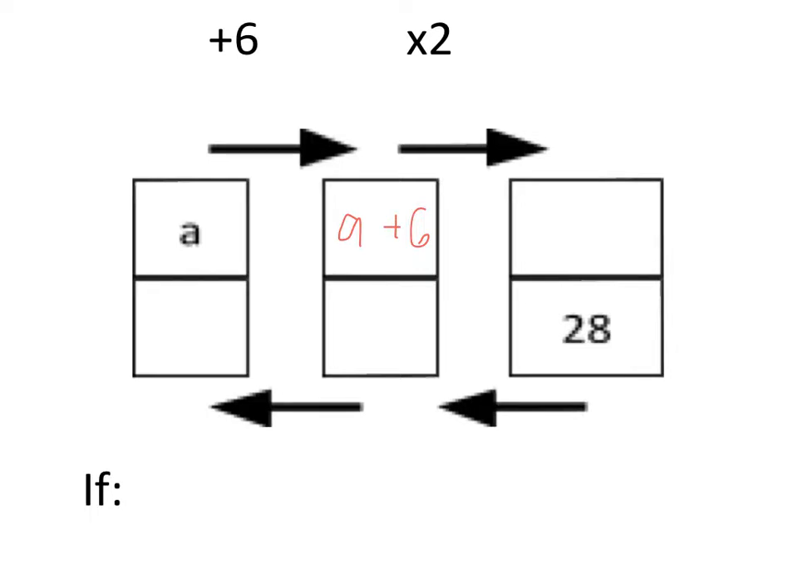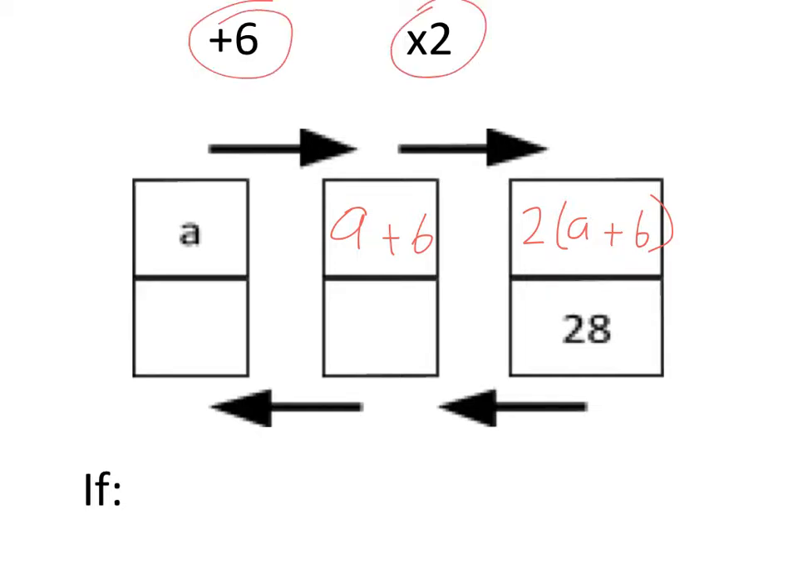Now, we can't go A plus 6 times 2, because that'll give us a very, very different answer to anything else that we are going to get. So we need to actually put the 2 first, and we need to put the A plus 6 in brackets. Alright, now 2 times A plus 6 equals 28. Now we've got that answer, and we can actually use the inverse operations, which is just the opposite, to work out what A is.